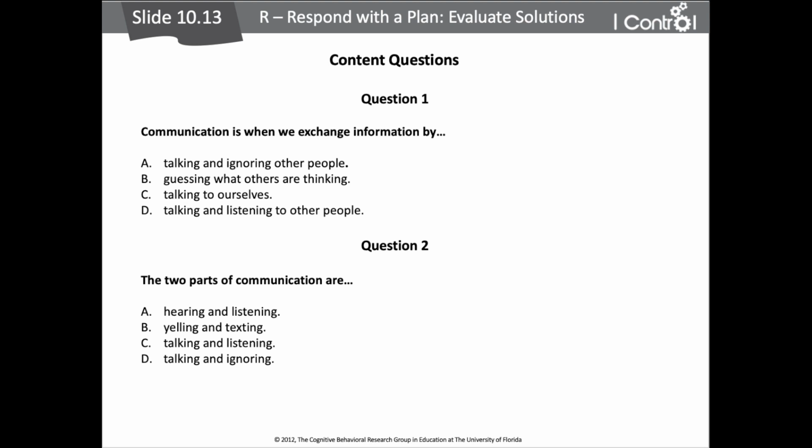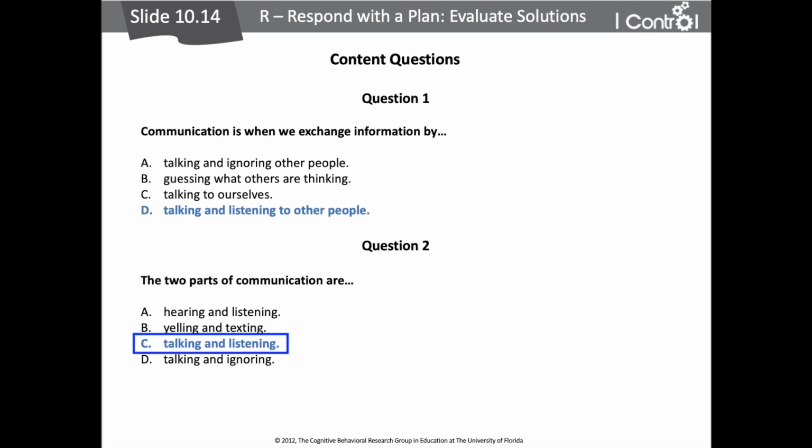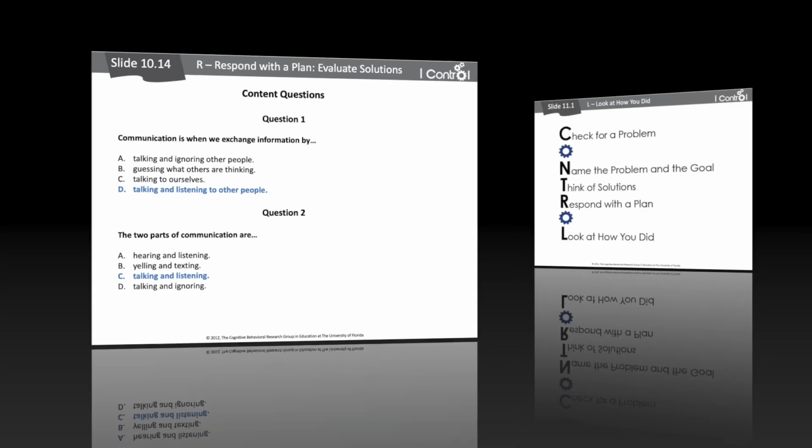For question 1, if you selected D, you're correct. Communication is when we exchange information by talking and listening to other people. For question 2, if you selected C, you're correct. The two parts of communication are talking and listening.